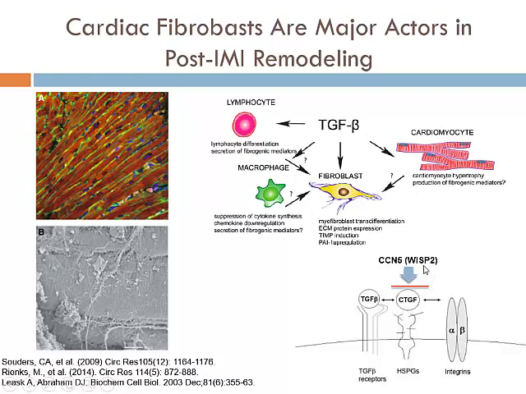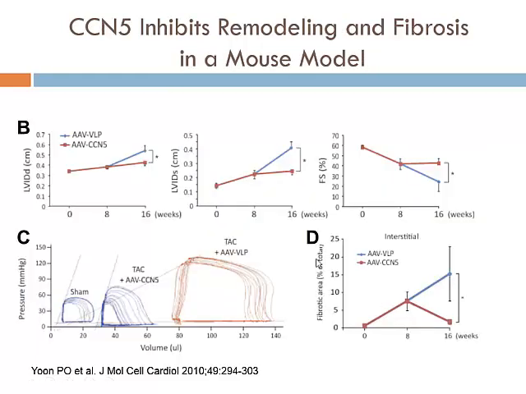CCN5, on the other hand, which is a shortened version of CCN2, actually acts the opposite way and inhibits the activation of connective tissue growth factor and inhibits its action on TGF-beta. And in an experiment that Dr. Hajar's group has performed on mice, in which an aortic ligation model was induced, you can see that the animals which received CCN5 have smaller volumes and better contractility as compared with the animals that were given an empty vector as a control.